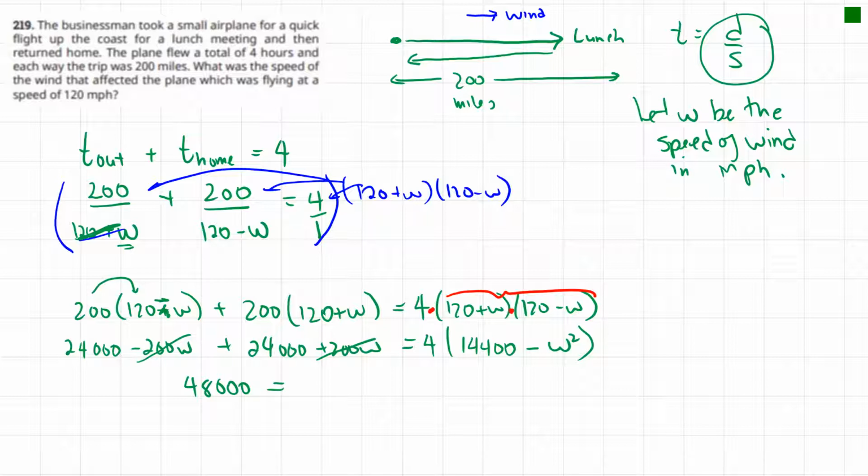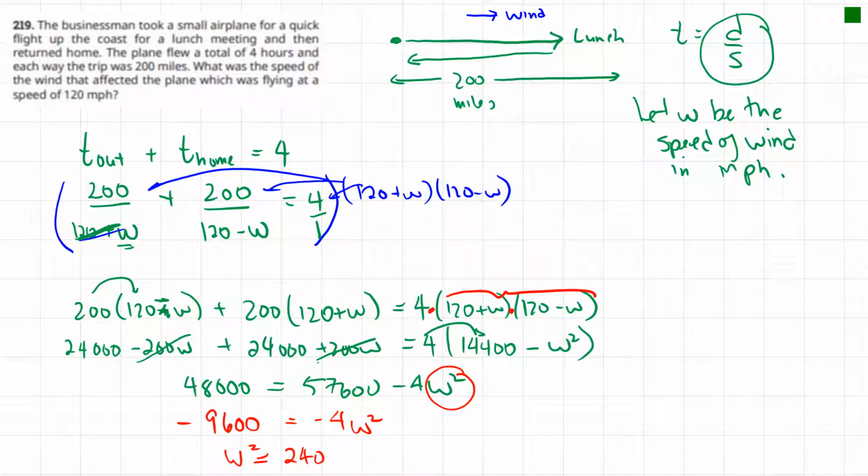Here on the left side, these cancel, and I'm left with 48,000 equals 57,600 minus 4W squared. So I'm multiplying the 4 in here. And now I'm going to isolate the W squared using the square root principle. So subtract 57,600 from both sides to get negative 9,600 equals negative 4W squared. Divide both sides by -4, and I have W squared equals 2,400.